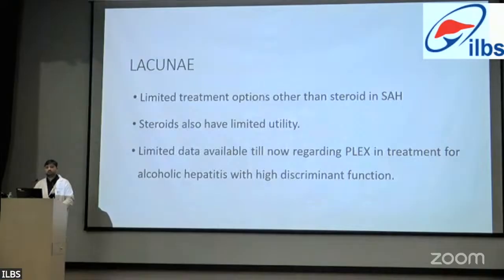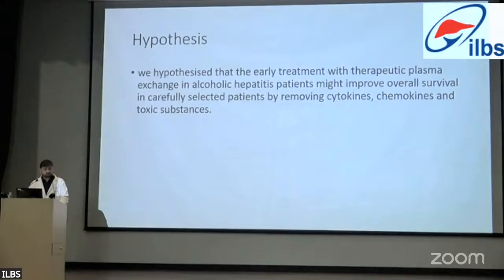In our study, these are the lacunae that were there. There are limited treatment options other than steroid in severe alcoholic hepatitis, and it has limited utility, and limited data is available till now regarding plasma exchange in the treatment of alcoholic hepatitis with high discriminant function. So we hypothesized that early treatment with therapeutic plasma exchange in alcoholic hepatitis might improve overall survival in carefully selected patients by removing cytokines, chemokines, and toxic substances.